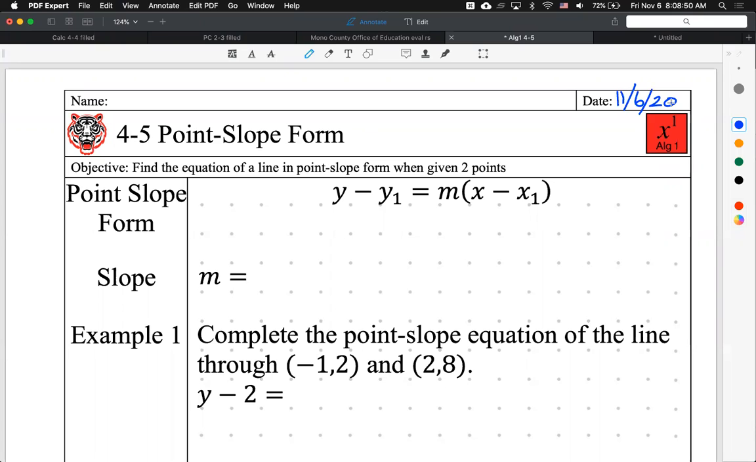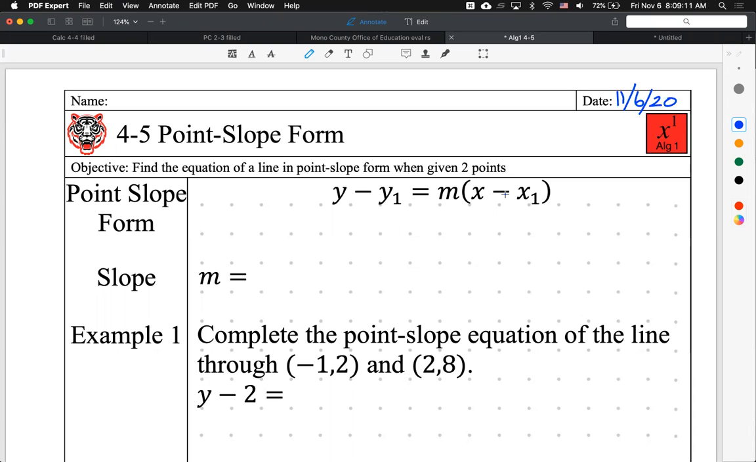So it's very similar to a prompt that we had before: find the equation of a line in slope intercept form when given 2 points. This is just now in a different form. And there's the form. It's y minus y1 is equal to m times x minus x1. And when you first look at that, you might say, wait, that looks harder. Why is this Mr. Sandell's favorite form?